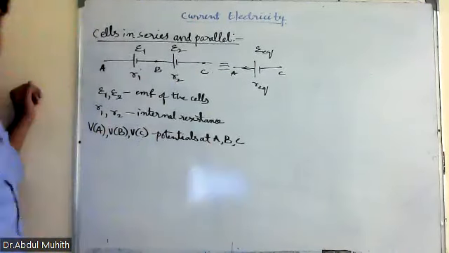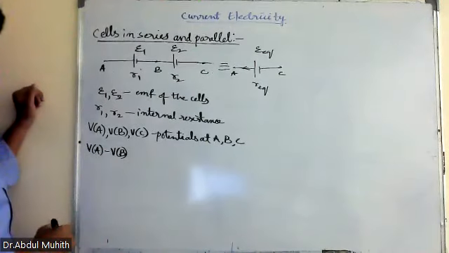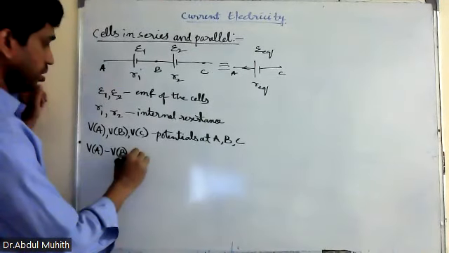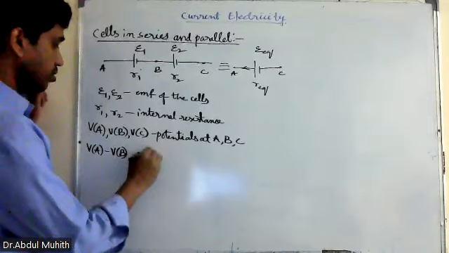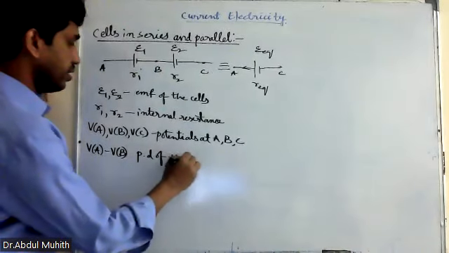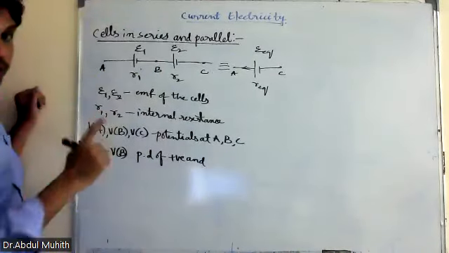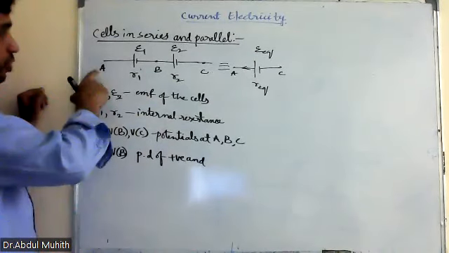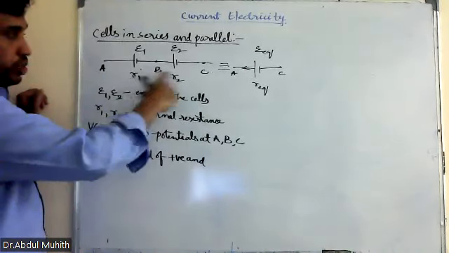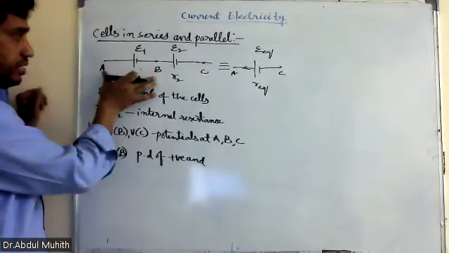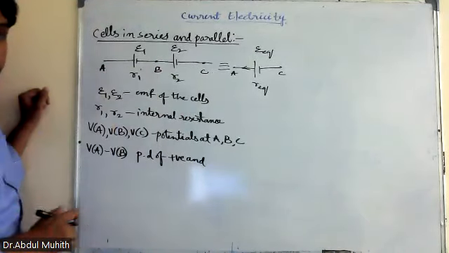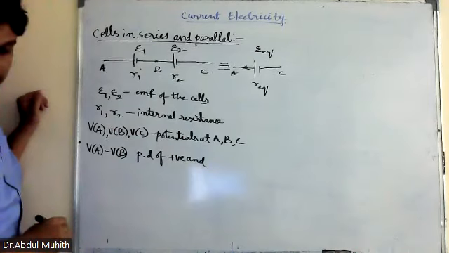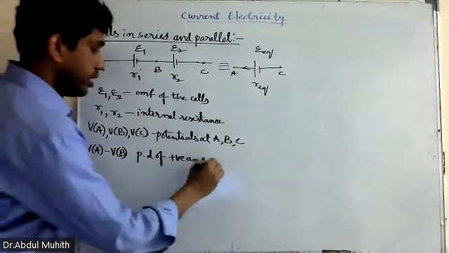Now V of A minus V of B. What is this? This is said to be the potential difference between positive and negative terminal. When we speak about one plate, it is potential. When we speak about difference, then that is potential difference. So this point is a potential, B is potential, C is potential. But when we speak about the difference, A and B together, then that is said to be the potential difference. So potential difference of positive and negative terminal.